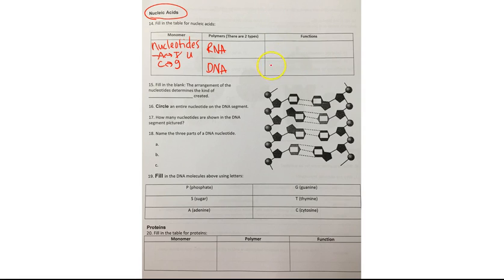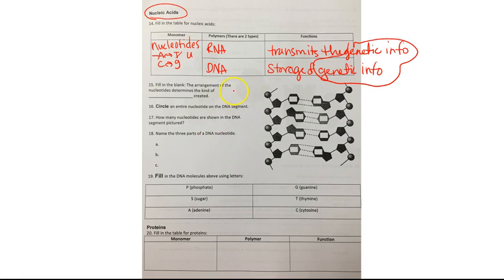And DNA really is the storage of genetic information, and it holds that inside of the nucleus, where the RNA's function is really to transmit the genetic information, and it carries it outside of the nucleus and to the ribosome to form a protein. So it transmits the genetic info, but they both have to do with genetic information. All right, so let's talk a little bit about the nucleotides.